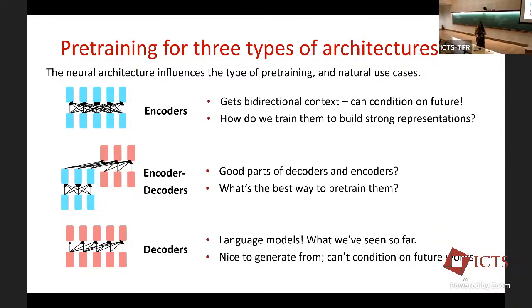And decoder models are very useful when you want to generate new data. Because when you generate a particular word, you do not know the future words. You only know the previous. So decoders also use an attention model, but they use masked self-attention, where they only use attention on the previous elements in the sequence, not the future elements.